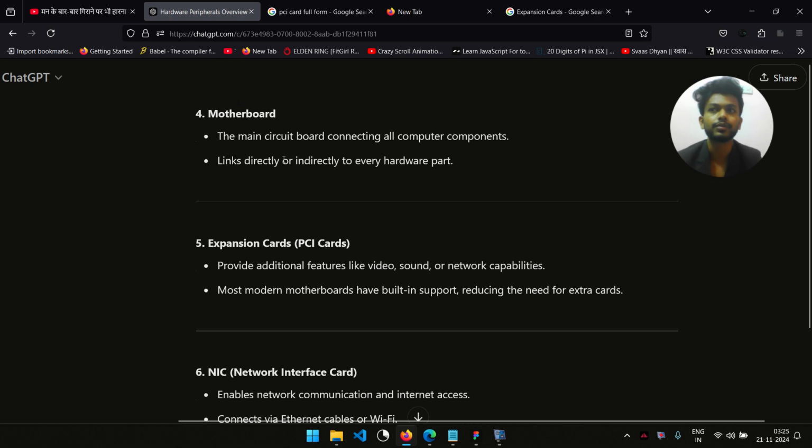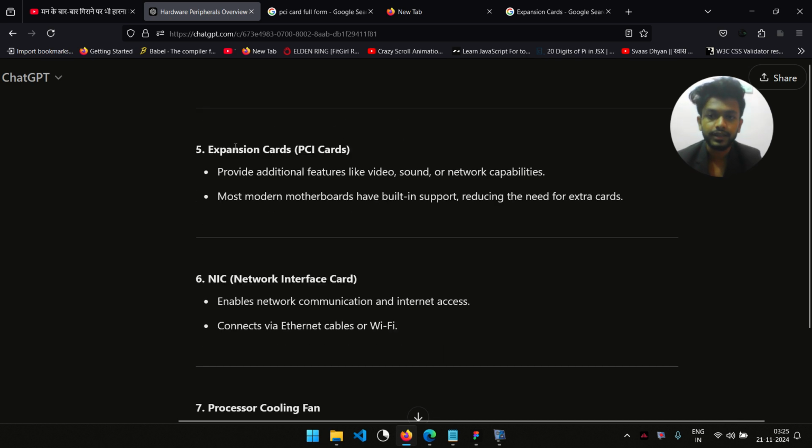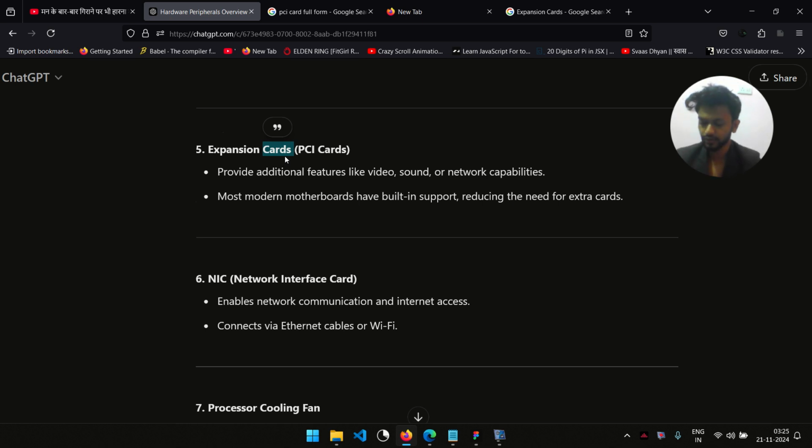Motherboard: you know what a motherboard is, a board on which all the components are connected directly or indirectly. Expansion cards or PCI, expansion cards like for video.